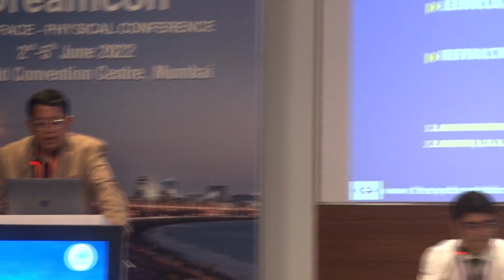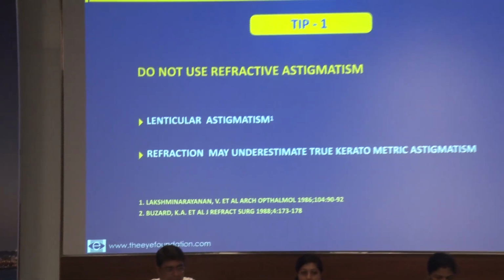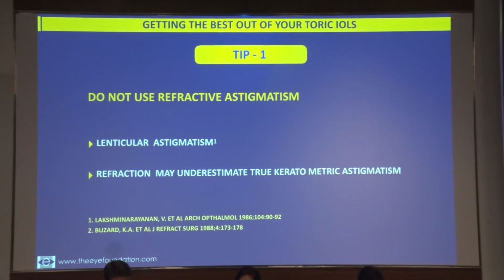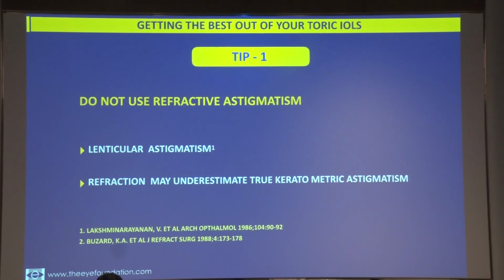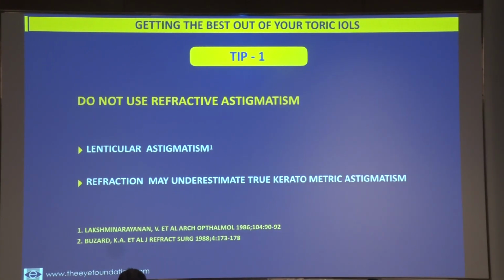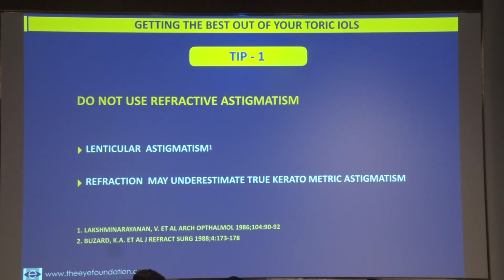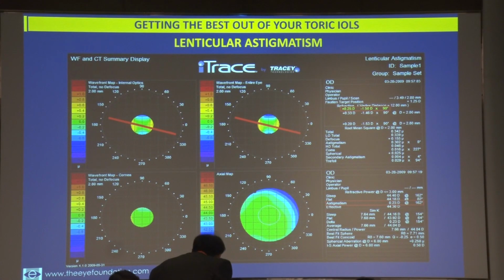The topic given to me is getting the best out of your toric intraocular lenses. I'm going to just give you about 6 pearls in the next 6 or 7 minutes. Do not use the refractive astigmatism, because there could be a lenticular astigmatism which could contribute to it. Another important pearl is that refraction may underestimate the true keratometric astigmatism.